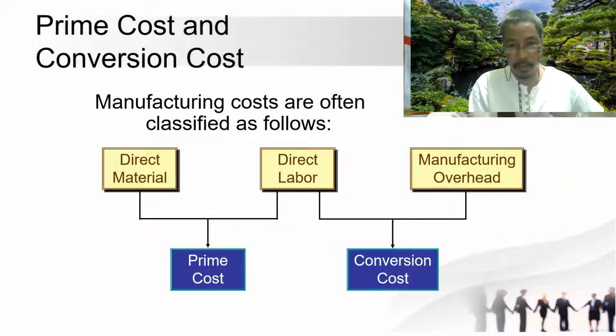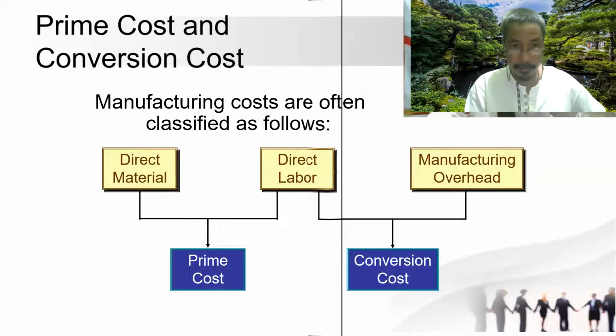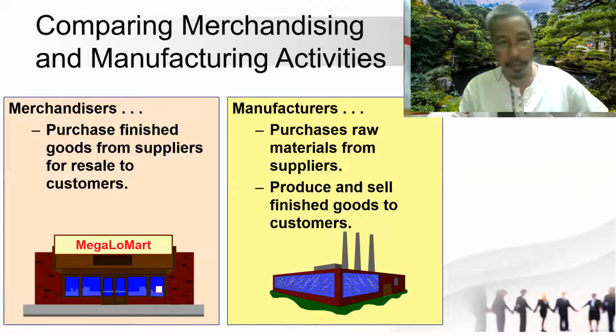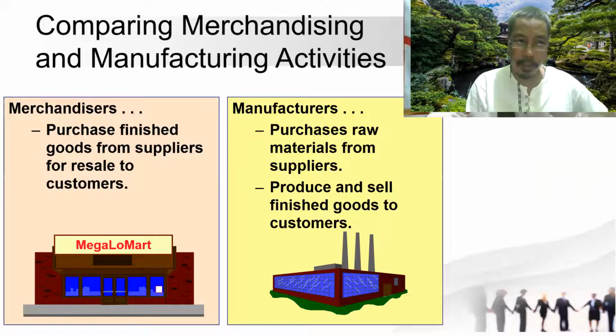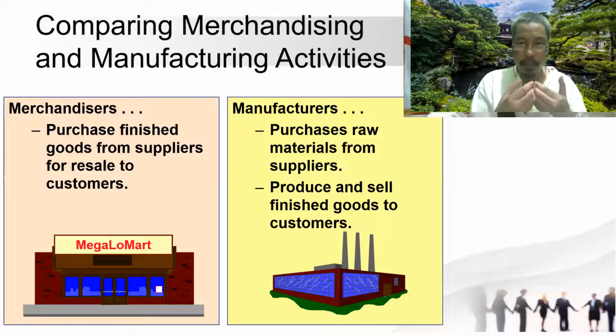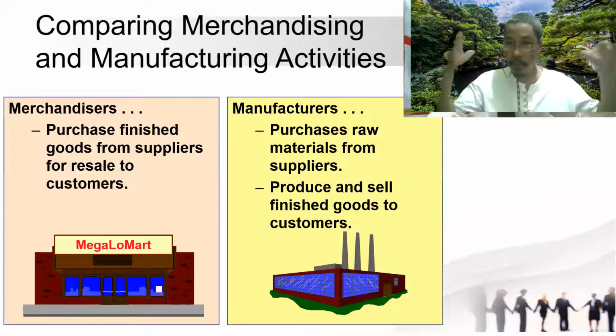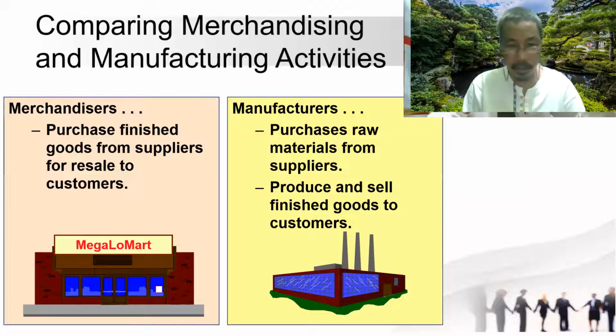Okay. So let us follow comparing merchandising and manufacturing activities. Merchandisers, we purchase finished goods from suppliers for resale to customers. Somewhat like buying and selling, no? We do not do anything about that. We just buy in wholesale, then we retail. That is the only business of merchandisers.